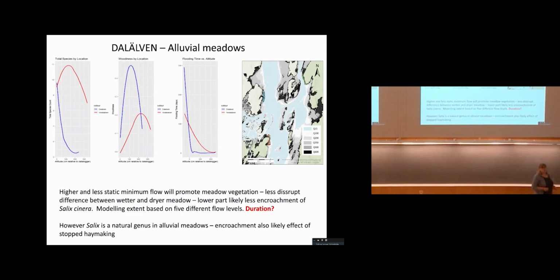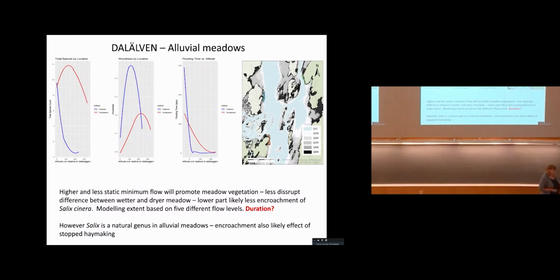And these are smoothed curves, so that's why you get that little artifact at the end. It doesn't get more species rich there. And if we look at the woodiness, which is basically telling us how much Salix there is at different altitudes, you can see that in Vindel River, the Salix belt starts higher up, peaks higher up, and it's also not as dense as in the Dalälven, where it goes much further down.